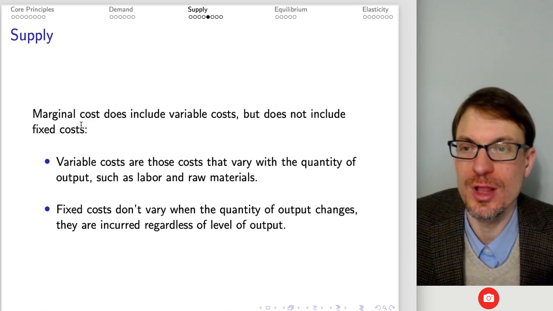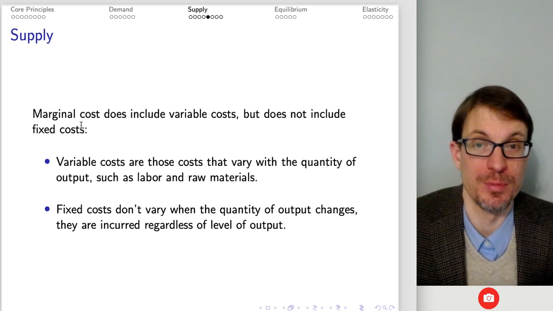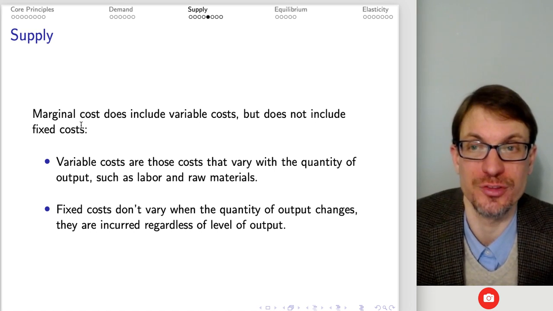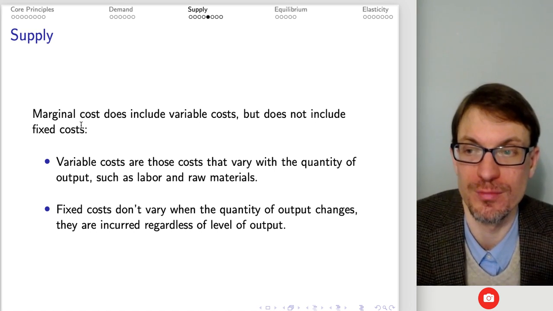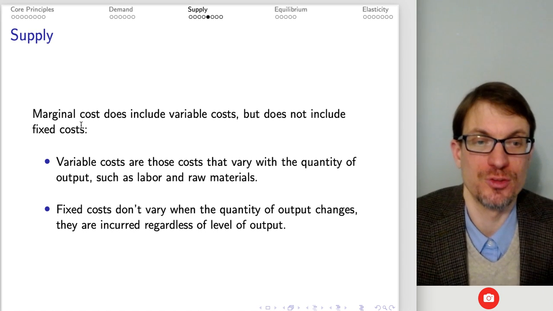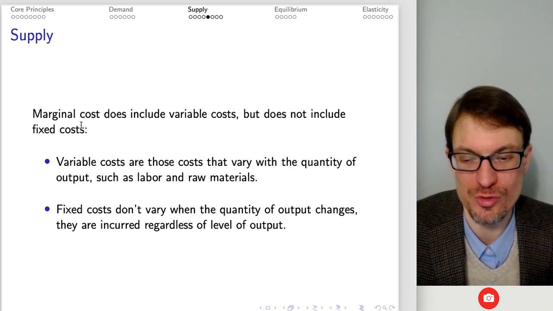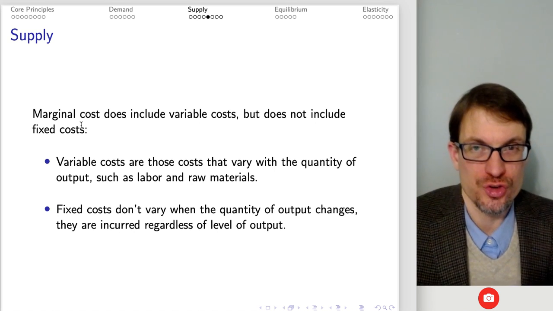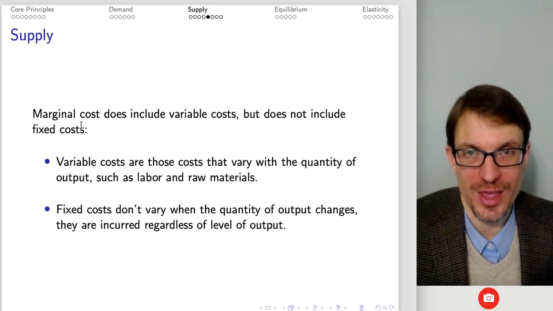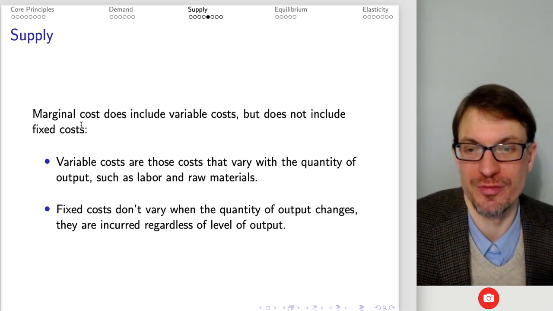Okay, so marginal cost includes variable costs, but does not include fixed costs. So now we have a distinction between fixed costs and variable costs. Fixed costs and variable costs are important later on as we're talking about the short run and long run. In the short run, at least one cost is fixed. In the long run, all costs are variable.